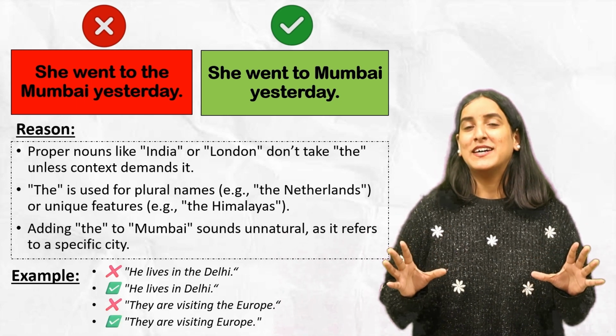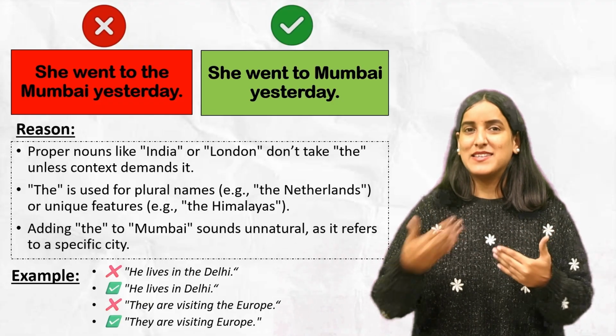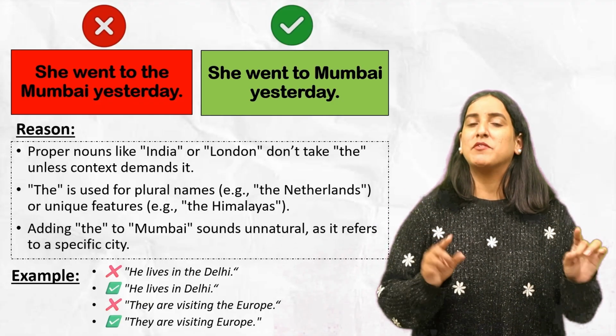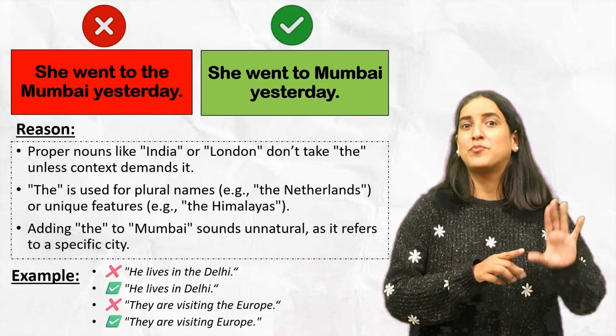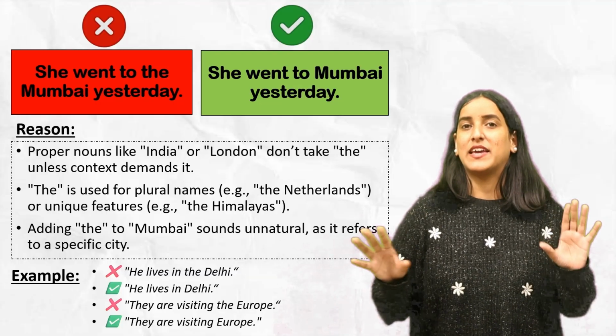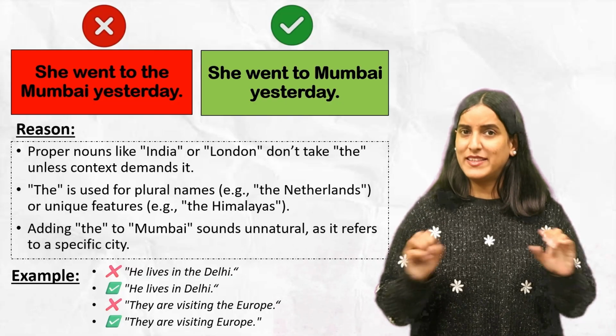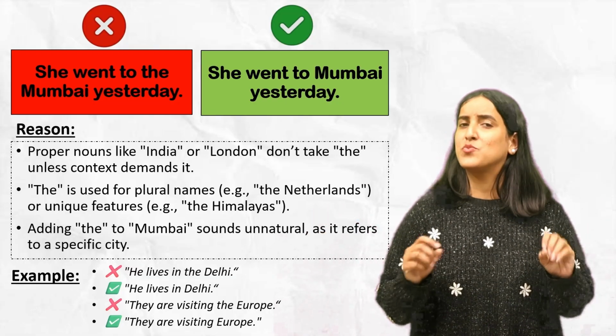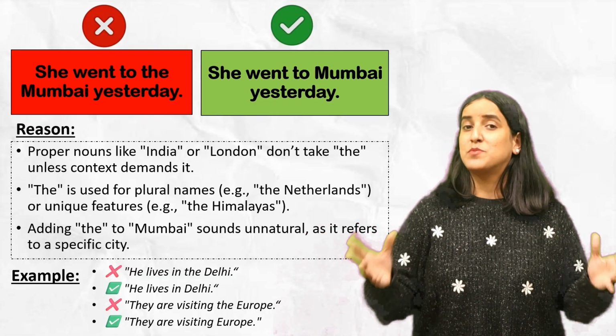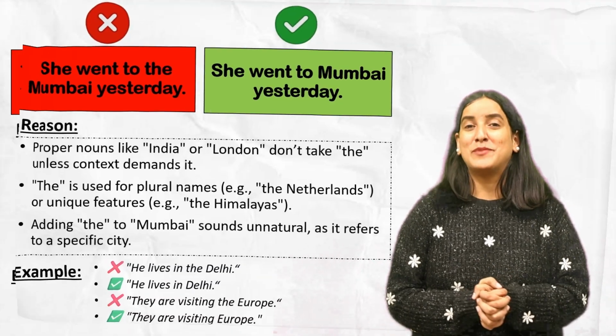A tip for you so that you can master it: avoid using the before proper nouns unless it is pluralized, or a specific entity. For example, the Taj Mahal, the Ganges. Okay, they are one in the whole world. Hence, we can use the. They're specific, special. Okay, I hope you're able to understand.